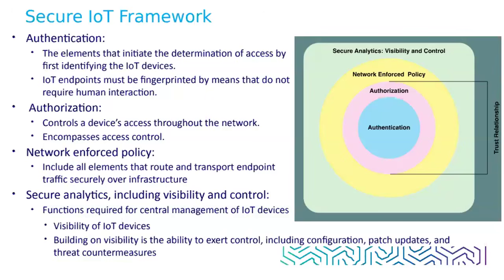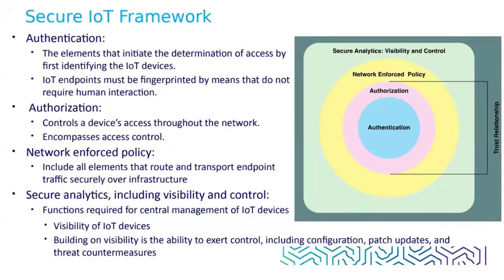See, the secure IoT framework clearly tells that the core security functions are going to protect the IoT device and their communication throughout the network. So the secure IoT framework will consist of four main security components. One is authentication, another one is authorization, the network enforced policy, and then the secure analysis, visibility, and control.